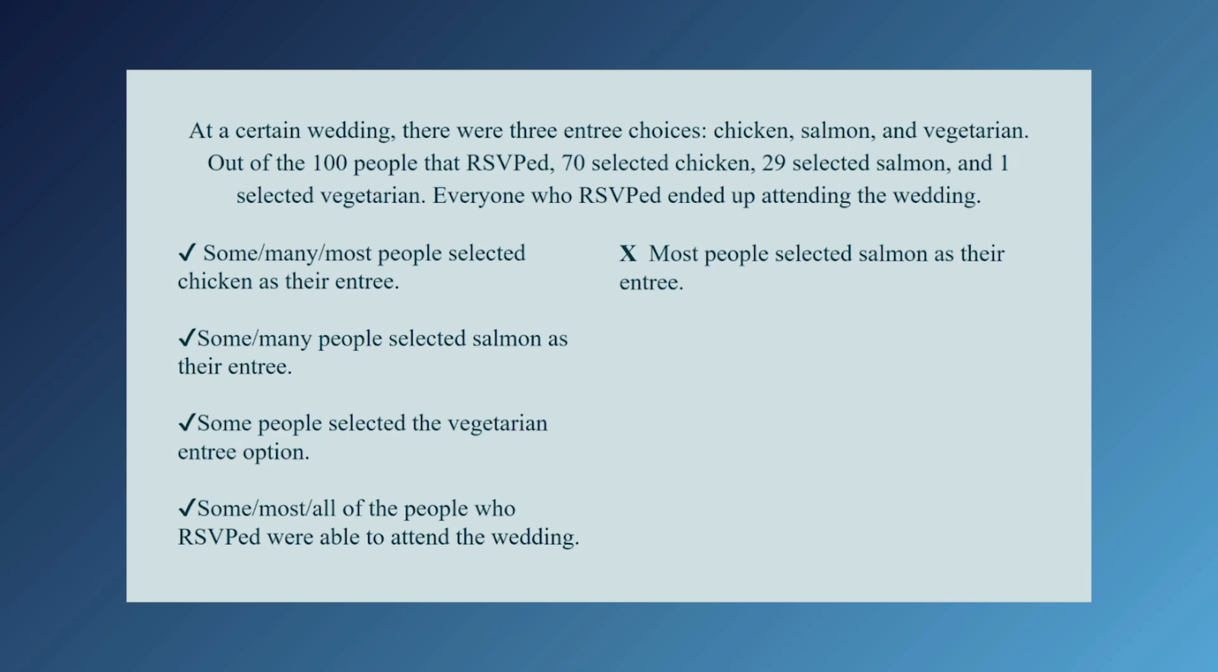How about most people selected salmon as their entree? 29 out of 100 is not more than 50%, so that would be an answer that was out of proportion. An answer that said a few people, several people, or many people selected the vegetarian entree option would also be out of proportion, because a few is usually 2 or 3, more than one. Several is typically more than a few, though not necessarily many or most. It is more than one, and many would be more than one. So those two are not fully supported.